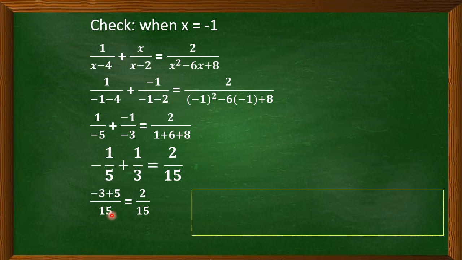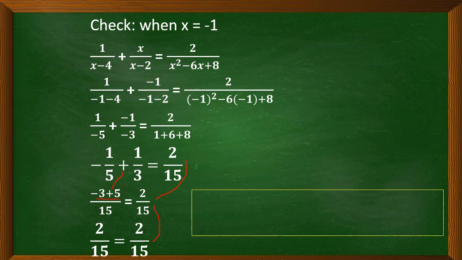Next, we have to divide. 15 divided by 5, the answer is 3. Times negative 1, the answer is negative 3. Next, 15 divided by 3, the answer is 5. Times 1, that is 5. Just copy the operation plus and bring down 2 over 15. Simplify further. We will combine negative 3 and 5. And of course, negative 3 plus 5 is 2 over 15. And bring down 2 over 15.